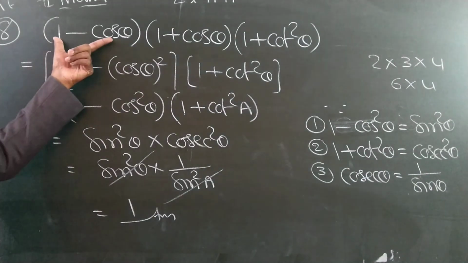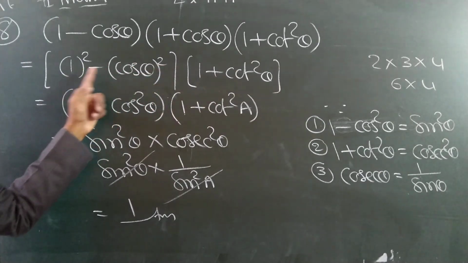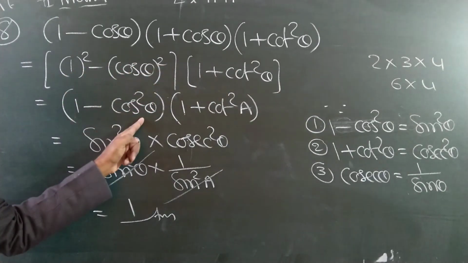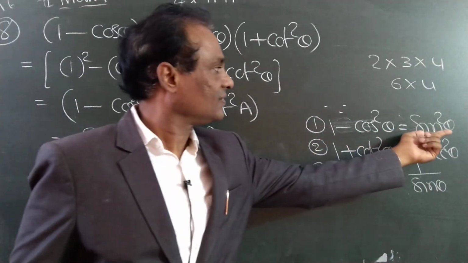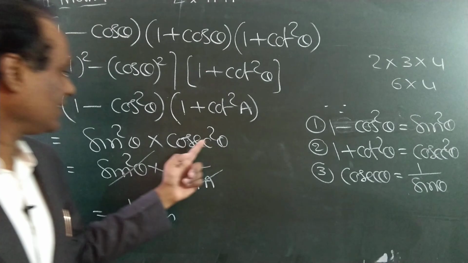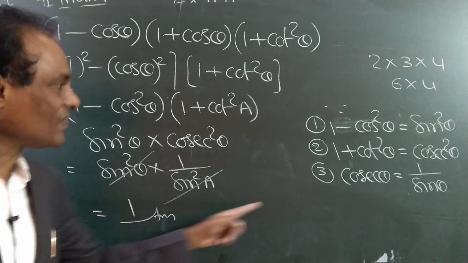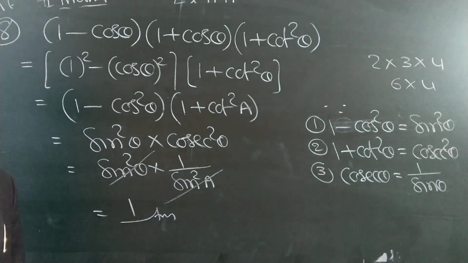Simple. A minus b into a plus b, a square minus b square. 1 square is 1, cos square is cos square, 1 minus cos square sine square. 1 plus cot square cosecant square. Cosec is equal to 1 by sine. Sine cancel, answer is 1.